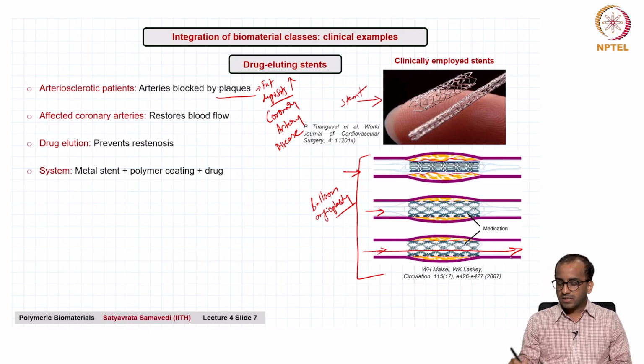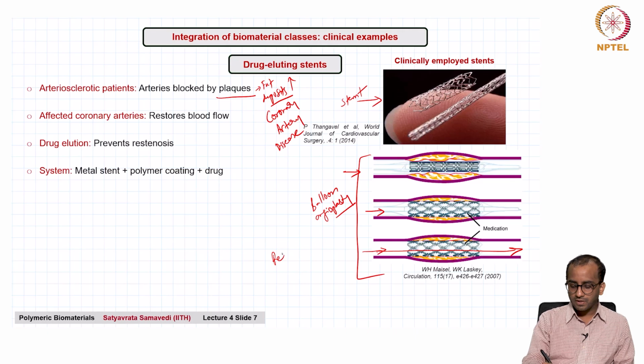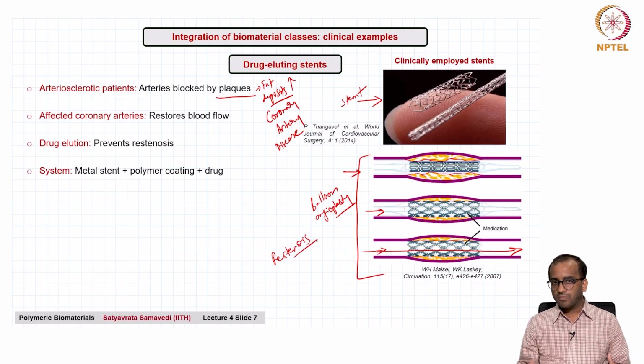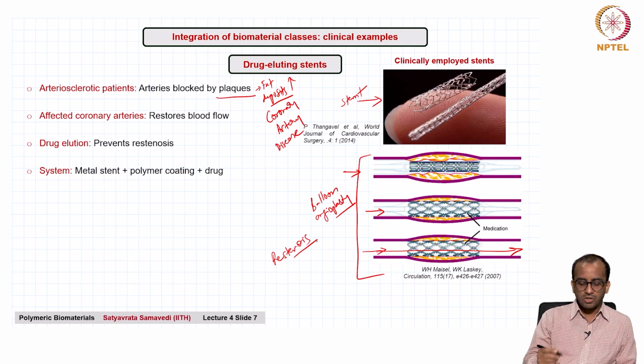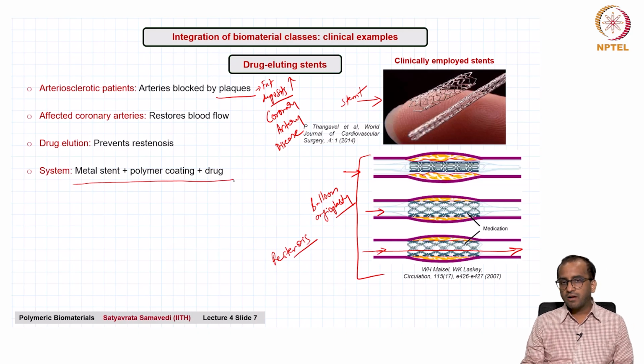Now, there is also an interesting aspect to these stents, which is that with time, these stents can undergo issues. One of the issues is that of restenosis. And one example of that is excessive cell growth and tissue growth around the implant, which can again occlude the arteries. So, one way to overcome that is to use a metal stent with a polymer coating and a drug that is released over time to prevent excessive cell growth.